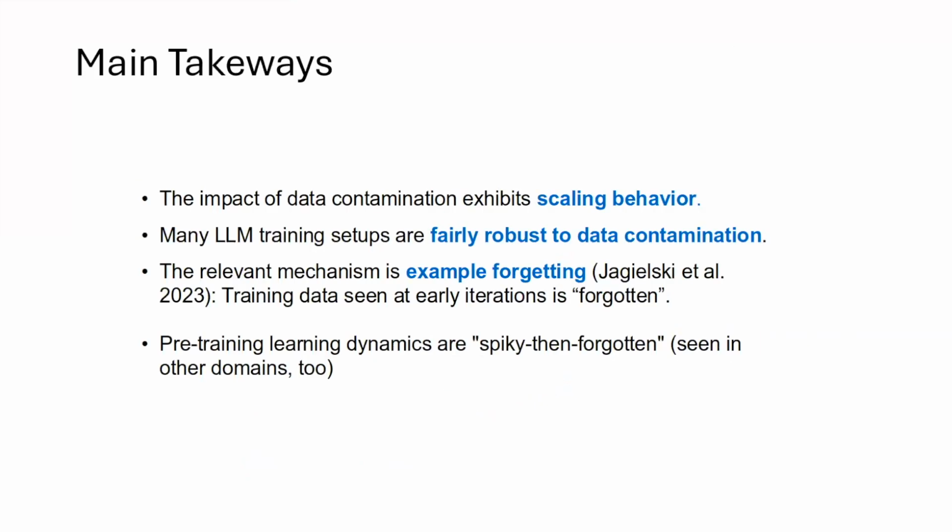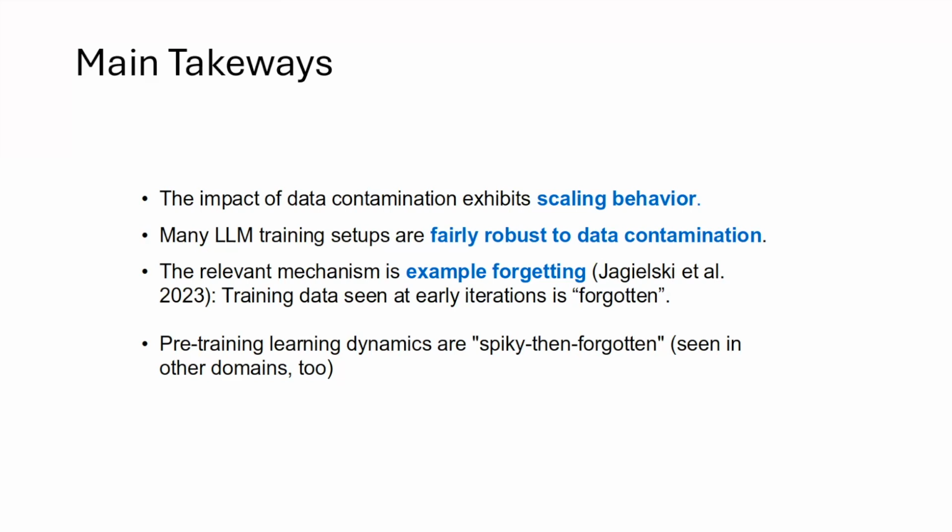Now, main takeaways. Okay. The impact of data contamination exhibits scaling behavior. I showed you this. And I would also argue, and we have some more arguments on this in the paper, that many real world training setups are actually fairly robust to at least moderate amounts of this form of data contamination. And the mechanism for this is example forgetting. And also interesting, and this is a bit more general, a lot of effects in LLM pre-training exhibit this spiky then forgotten dynamic.